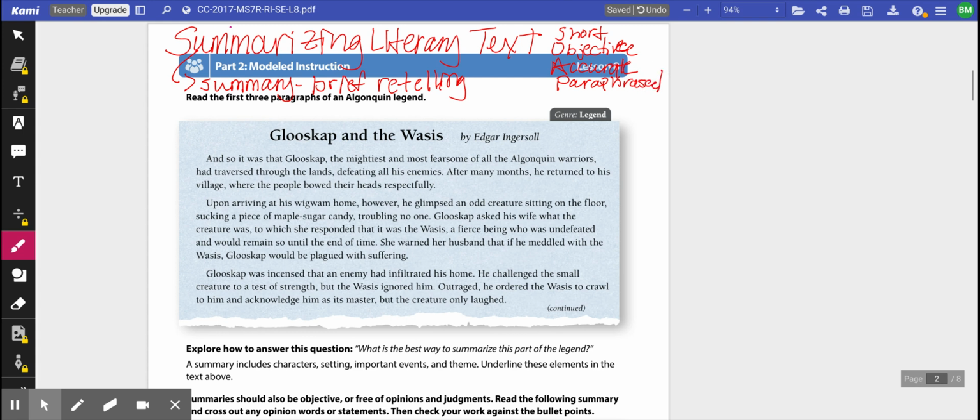All right. So next thing we're going to do, we're going to read our instructions, and it tells me to read the first 3 paragraphs of an Algonquin legend. Well, first off, I got a couple of things. It says the first 3 paragraphs, which lets me know there's probably going to be more. Then it tells me we're going to be reading an Algonquin legend. Well, guys, this is a Native American tribe, okay? And when we say the word legend, oh, look over here. It even kind of gives us our genre.